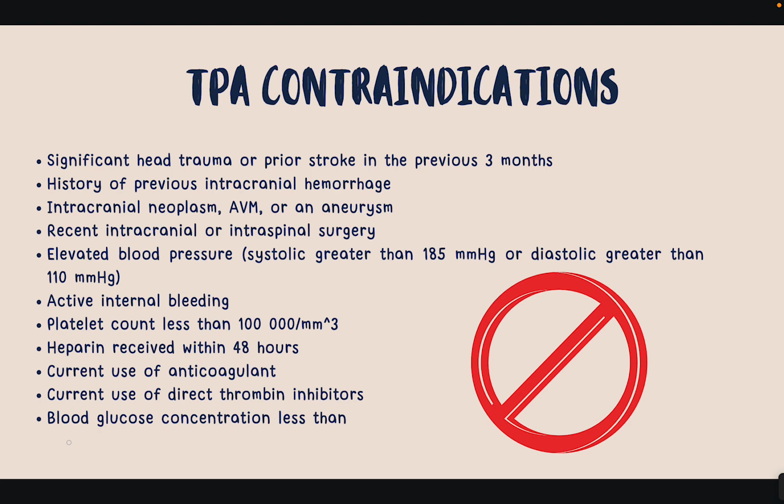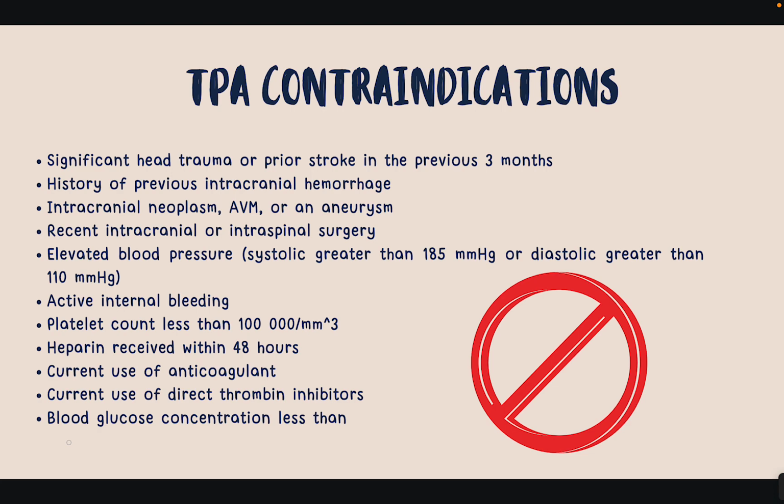So if a patient had a head trauma or prior stroke in the previous 3 months, you are not going to be giving this, okay? Because if they have already a trauma in their brain, or if they had a stroke, they probably had TPA before, okay? Or there's a trauma in their brain and then you're causing them to have a bleed, most likely. They cannot have a history of a previous intracranial hemorrhage, intracranial neoplasm, AVM, or an aneurysm, recent intracranial or intraspinal surgery, elevated blood sugar. I'm sorry, low blood sugar. I am going crazy. Elevated blood pressure.